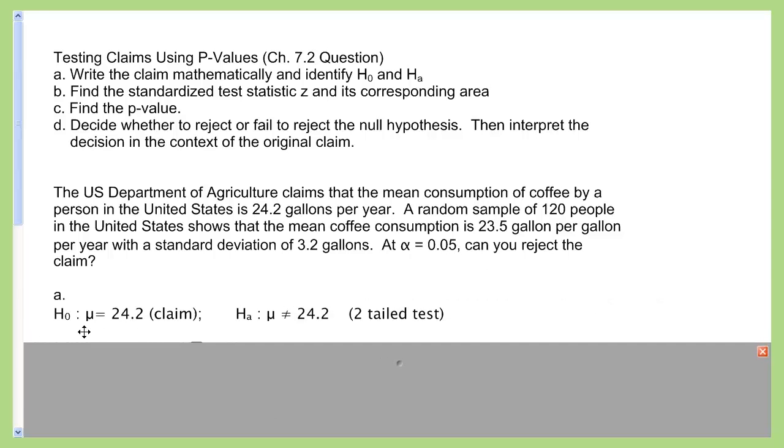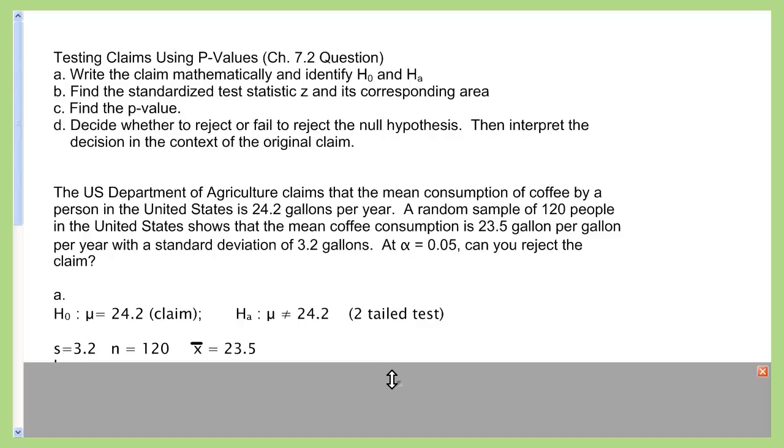So here's your claim, and always when it's equal, it's going to be a two-tailed test. So your null hypothesis is mu equal to 24.2. That's the claim. So your H sub A would be mu not equal to 24.2. So it's always a two-tailed test when you have an equal. And remember, your null hypothesis always has an equal sign, maybe less than or equal to, greater than or equal to, but it always has an equal part in it.